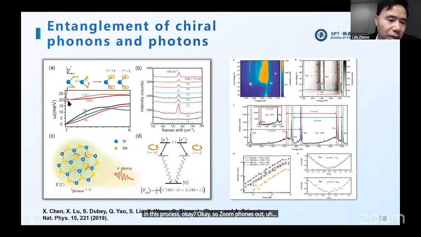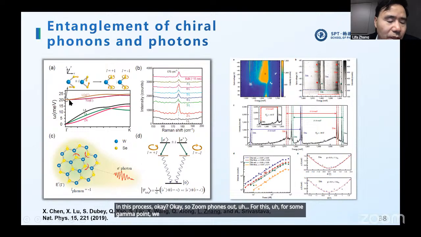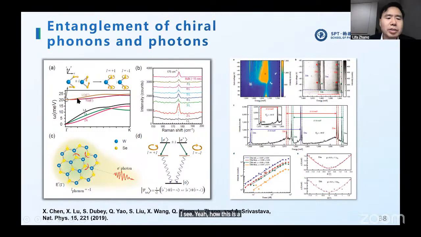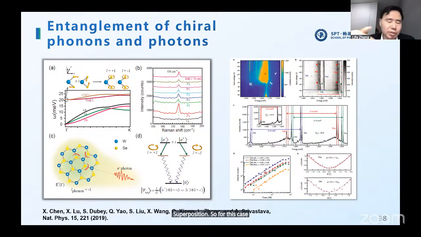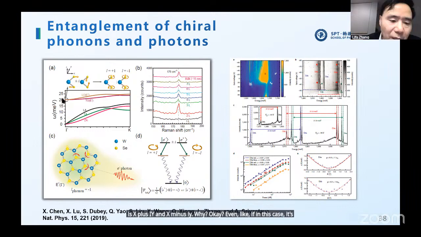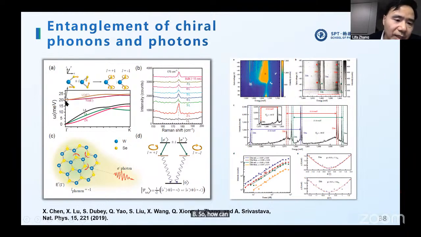For the gamma point, there is basic LO and TO. This is a degeneracy point, so we can have a longitudinal or transverse mode. But because the energy is the same, we can do a quantum superposition. One is a right-handed vibration and another is a left-handed vibration: x plus iy and x minus iy. So how can we get this kind of circular motion at this point? We just need a photon.